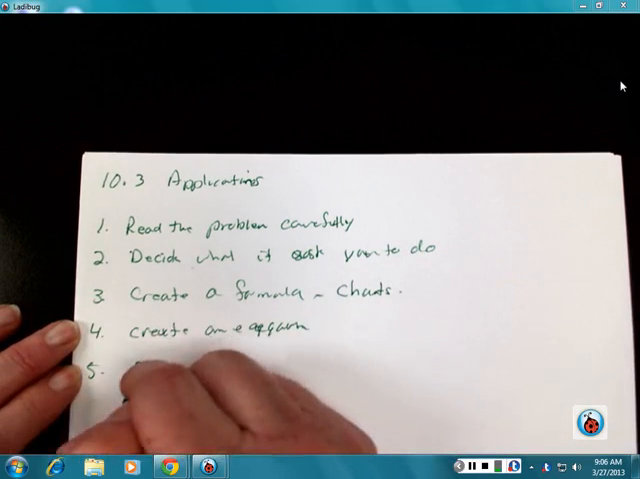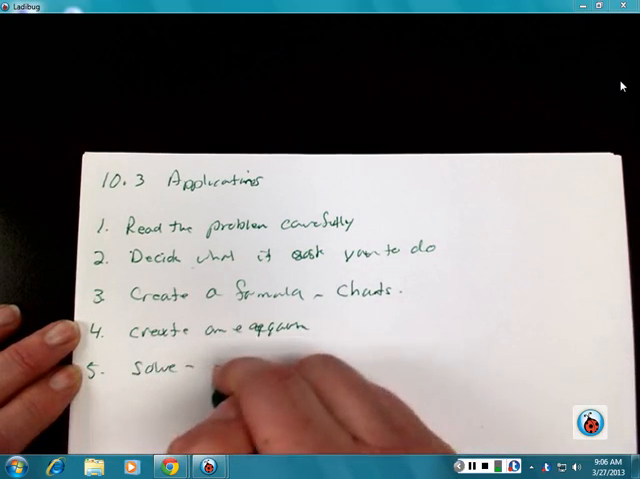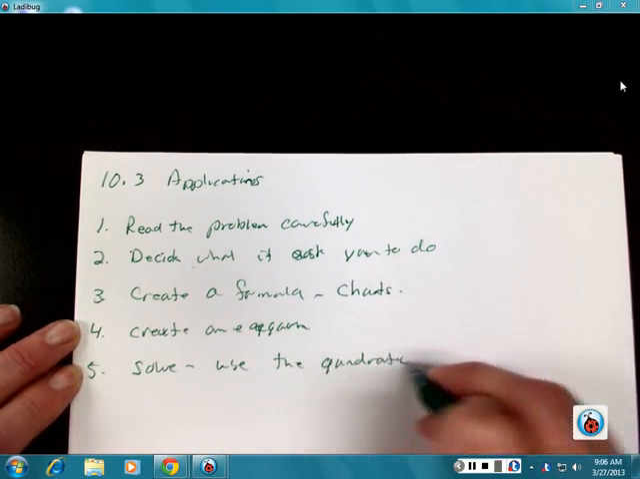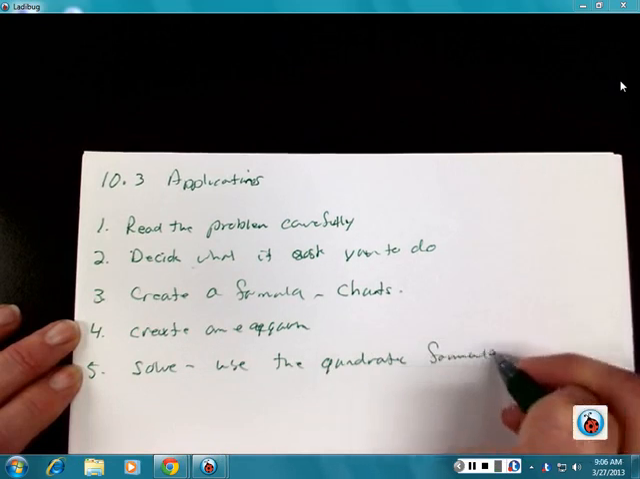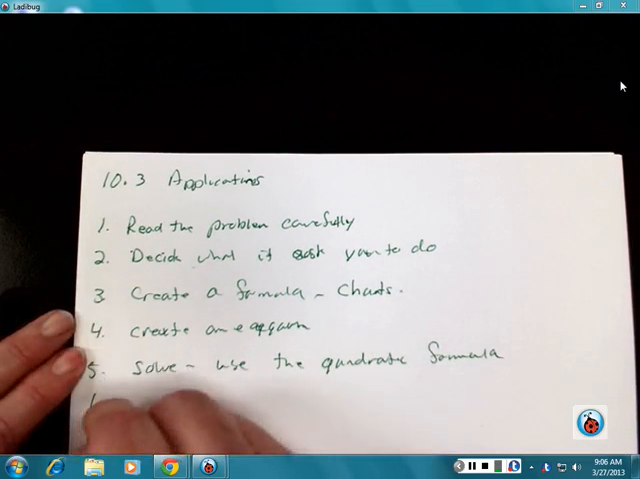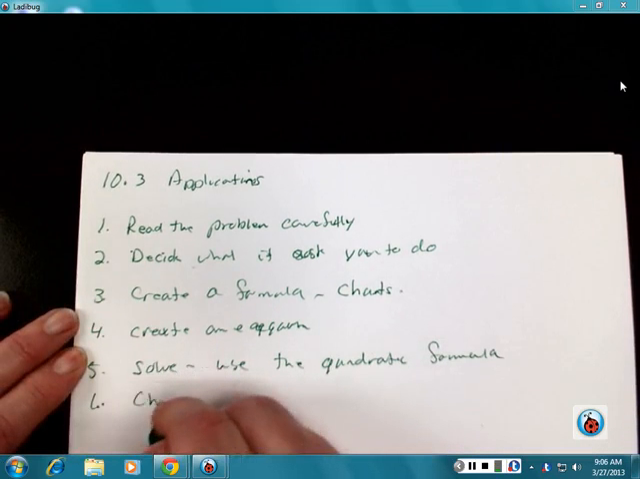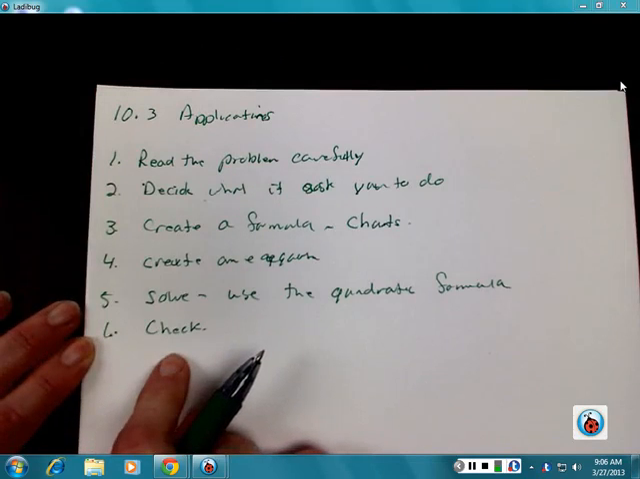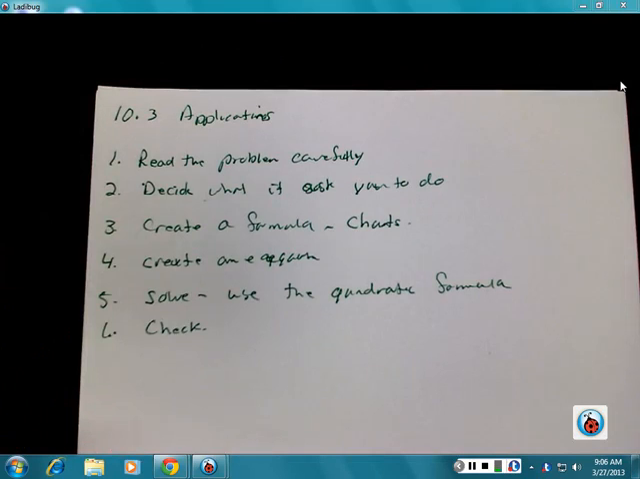Step 5 is solve it. And when we solve these, we're going to use the quadratic formula, because it makes it a whole lot easier. And then finally, step 6 is check. Because you're going to get 2 answers with most of these, you're going to have to go back and take a look and say, okay, which one of these answers are we looking at? Especially if you're working with a triangle, you're not going to want your negative answer, because we can't have a negative side. So you want to do a check and see what you happen to have.